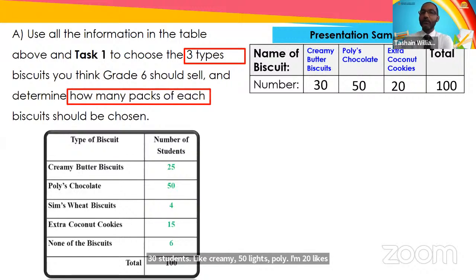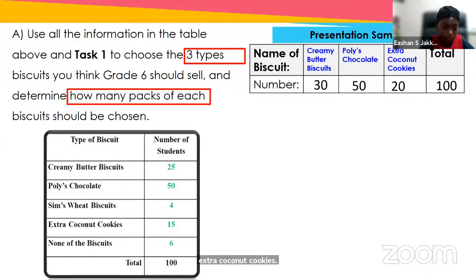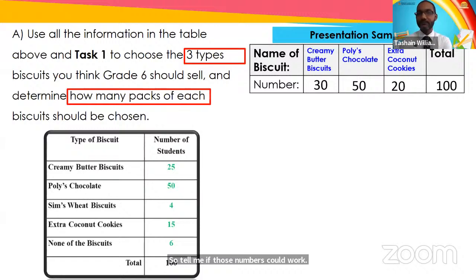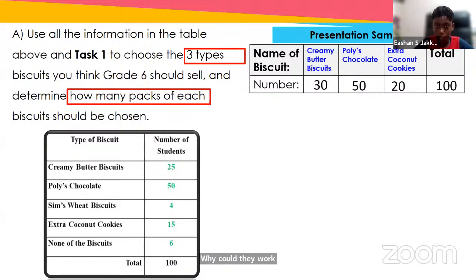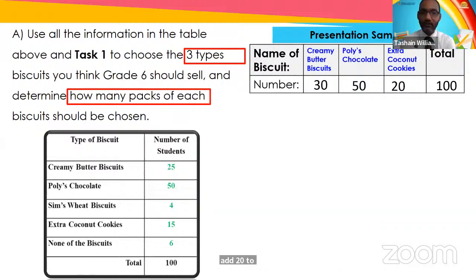Tell me if those numbers could work. Yes, sir, they could work. Why could they work? Because 30 plus 50 would equal 80, and when you add 20 to 80, you get 100, which would be the total needed. All right. Now we are down to crunch time.